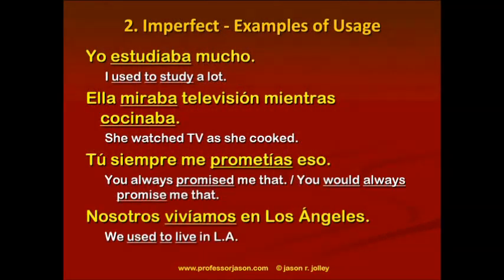Now let's take a look at some examples of usage in the imperfect. Yo estudiaba mucho. I used to study a lot. Ella miraba televisión mientras cocinaba.